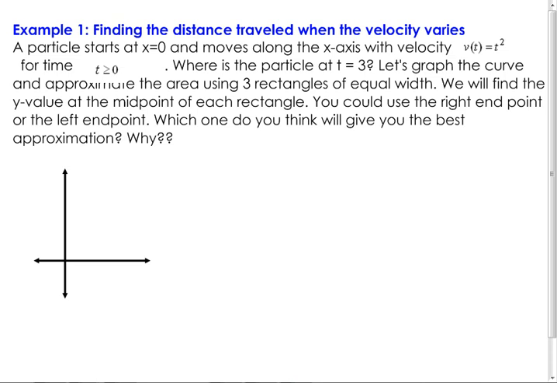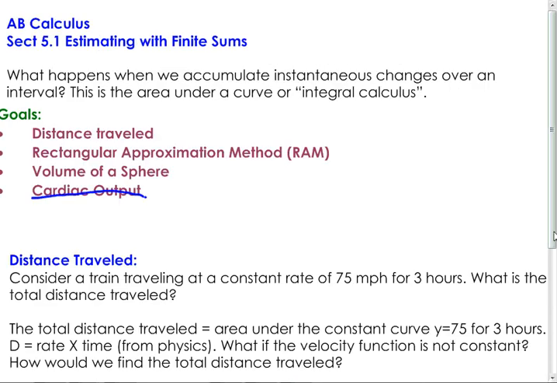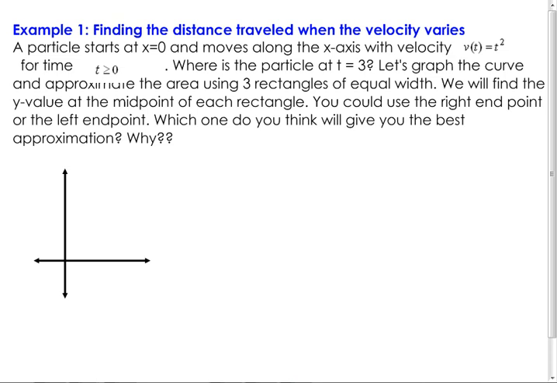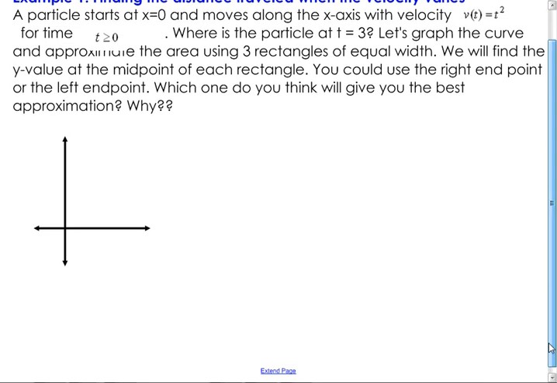Now, that was pretty easy because the velocity was constant. So I could just use geometry. It's based on height. It's a rectangle. What if it's not constant? What if its velocity is t squared? And we're going to say t greater than or equal to 0, and I want to figure out where I am at t equals 3. And where did we start? Oh, we started at 0. I forgot to answer this question in last class.